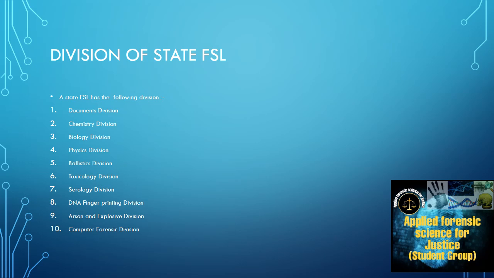Division of State FSL. A state FSL has the following divisions. First, Document Division. Second, Chemistry Division. Third, Biology Division. Fourth, Physics Division. Fifth, Ballistic Division. Sixth, Toxicology Division. Seventh, Serology Division. Eighth, DNA Division. Ninth, Arson and Explosive Division. Tenth is the Computer Forensic Division.